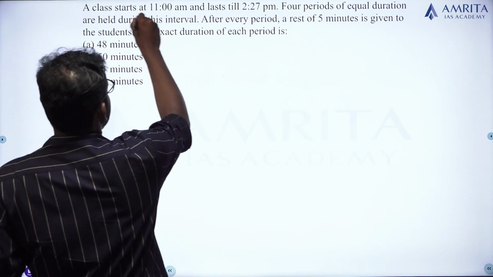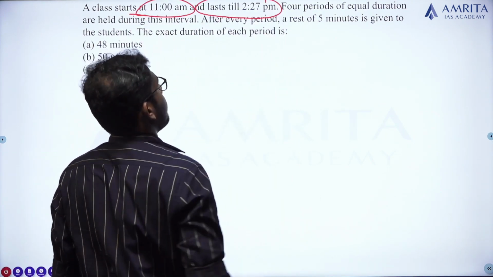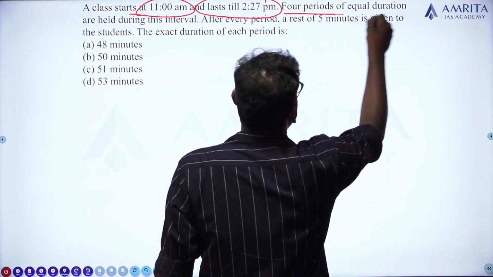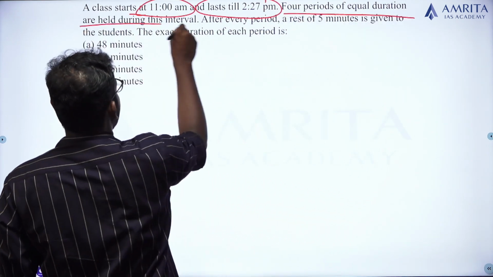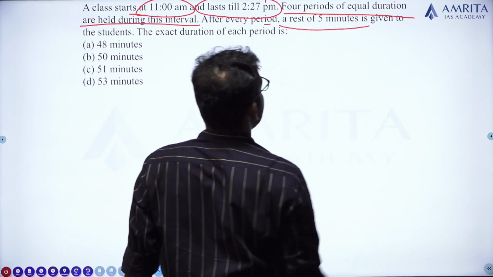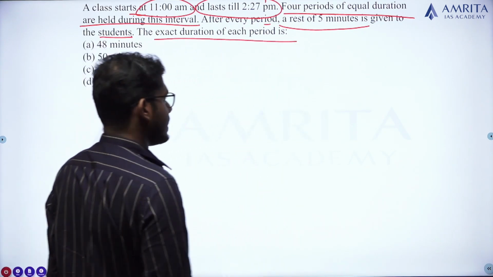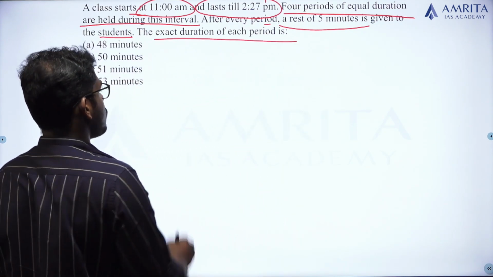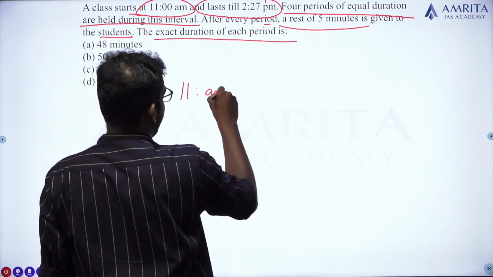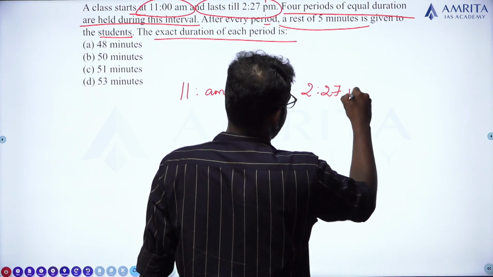A class starts at 11 a.m. and lasts till 2:27 p.m. 4 periods of equal duration are held during this interval. After every period, a rest of 5 minutes is given to the students. The exact duration of each period is. Okay. So the class starts at 11 a.m. and it lasts till 2:27 p.m.